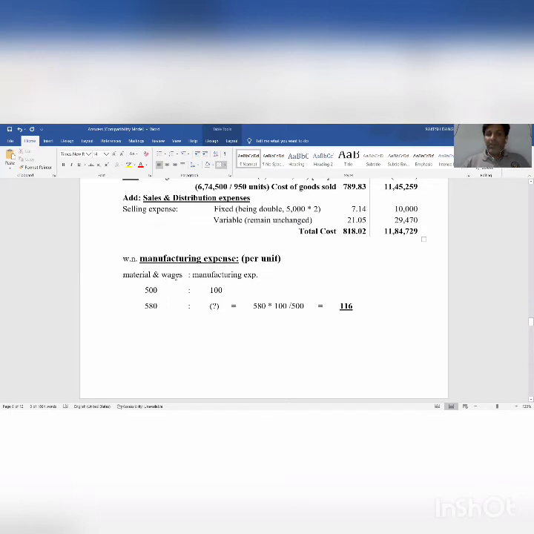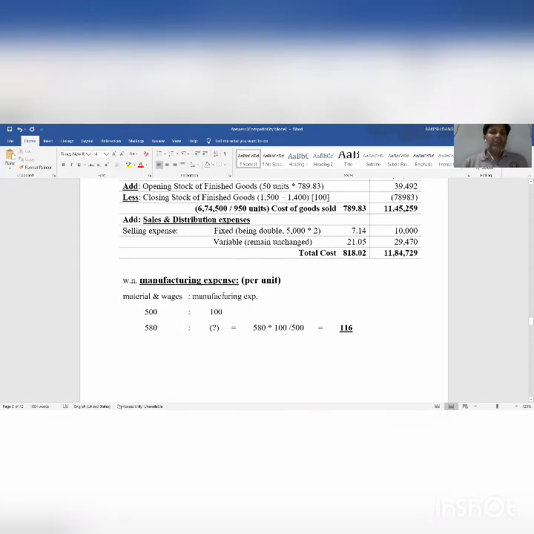So material and wages to manufacturing expense. In 2016, material cost rupees 300 unit wise. In the same way, wages cost rupees 200 unit wise. So the total of material and wages cost per unit is rupees 500. In the same year, the manufacturing expense is rupees 100 unit wise.